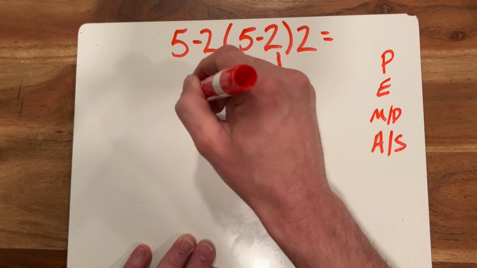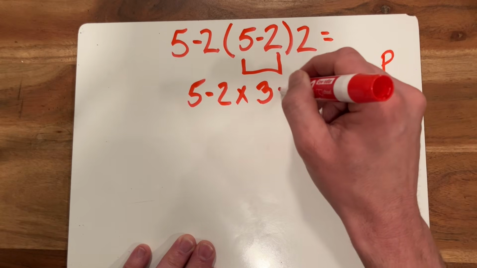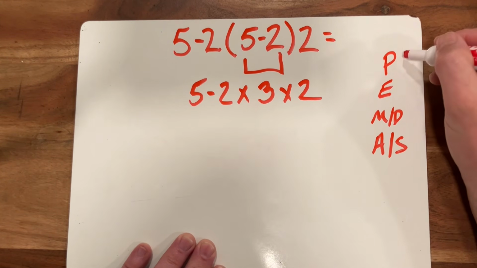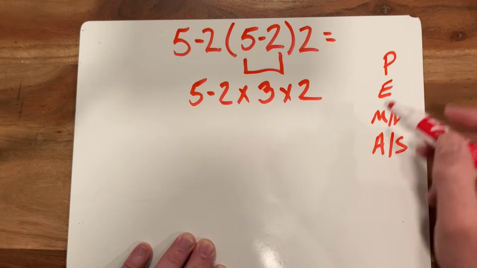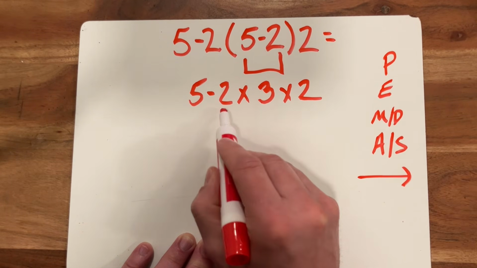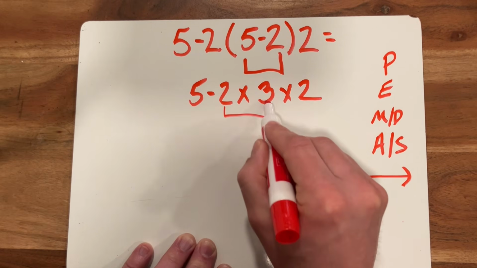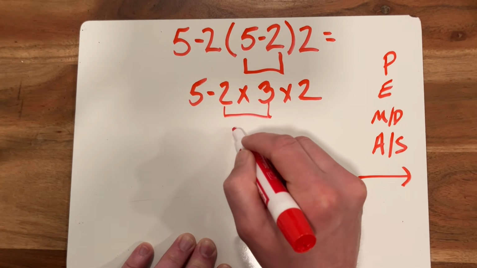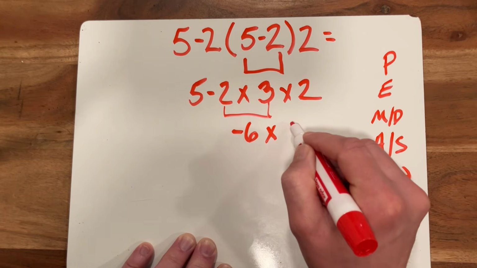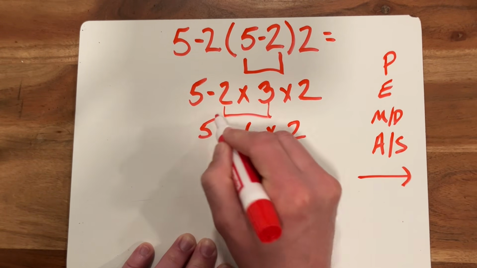We bring the rest of this problem down. Now next, our parentheses are gone. There are no exponents, but I do see some multiplication that we have to handle. So over here we have -2 times 3, which is going to give us a -6. We'll bring down the rest of this problem.